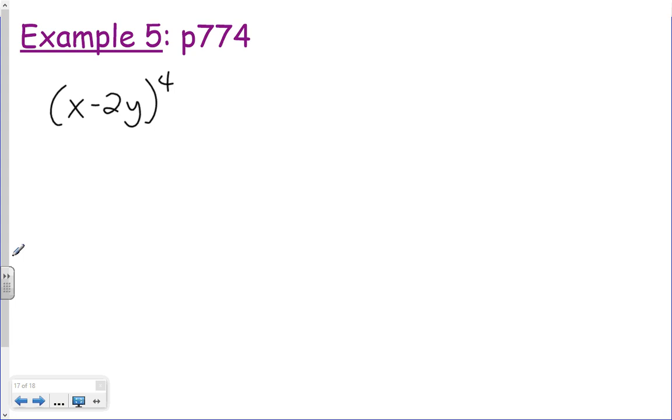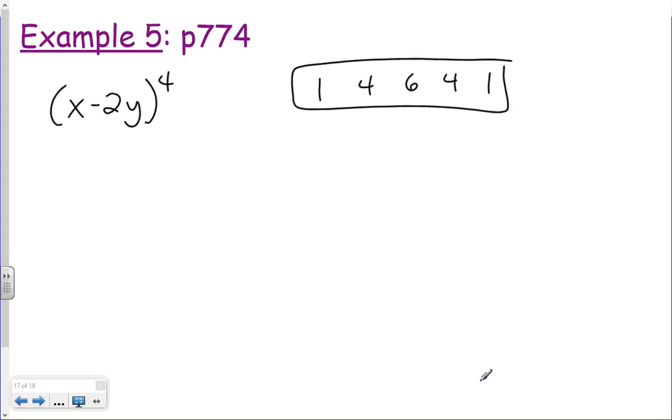Now for this problem here, since I'm only raising this to the 4th power, I know that 5th row of Pascal's Triangle looks like this: 1, 4, 6, 4, 1. That's what Pascal's Triangle tells me. So I'm going to use that. But if you don't know that, then you've got to use some other technique to help you come up with that. All right, so let's write this out.